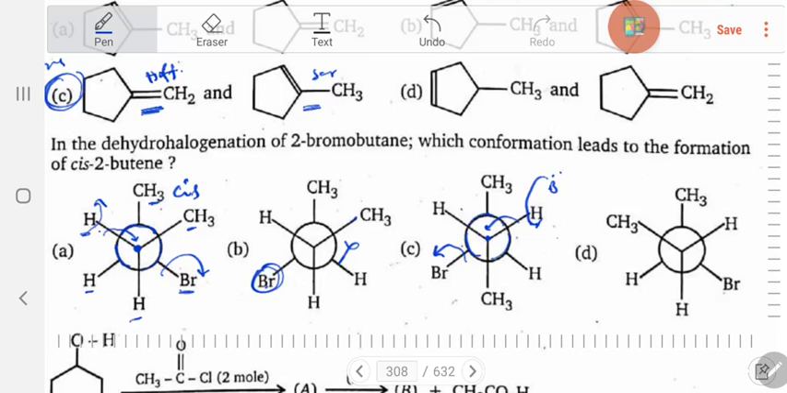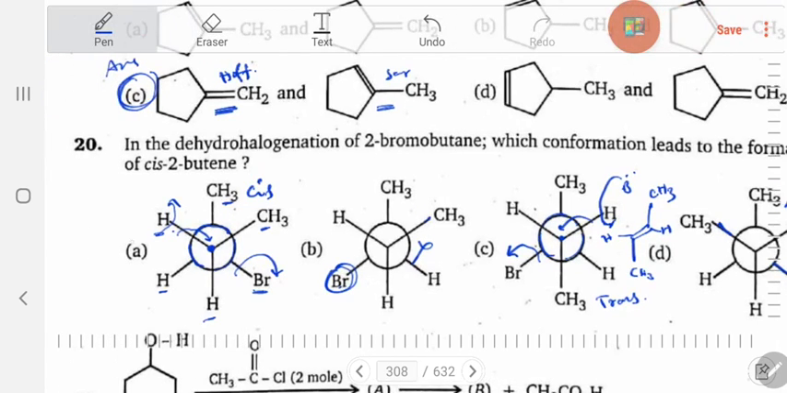After getting that, you will get a double bond, and this CH3 and this CH3 both are in opposite direction. When they are in opposite direction, that means you got trans. So here you will get a trans product. Here also there is no anti-condition because this is the leaving group. There is no hydrogen satisfying anti-condition. So the correct answer here is A, because we need cis-2-butene. So this is the correct answer for question number 20.